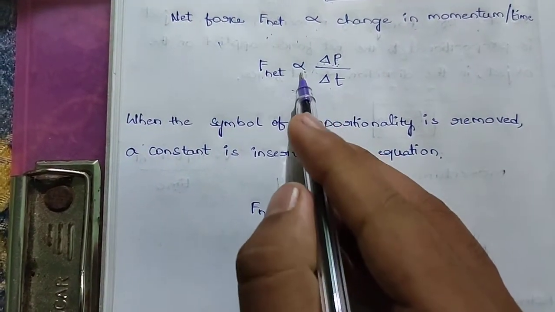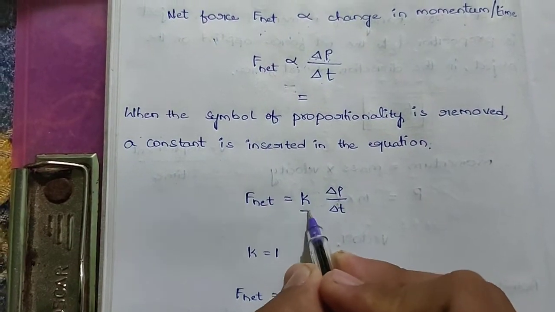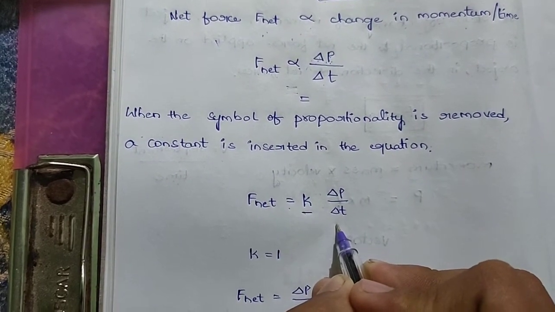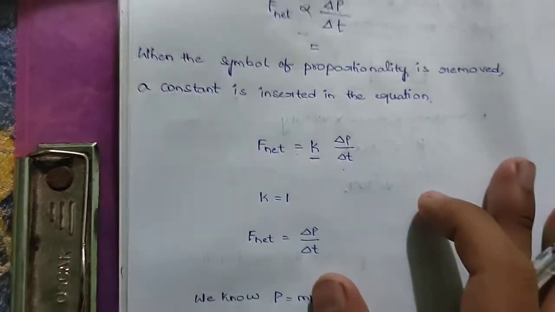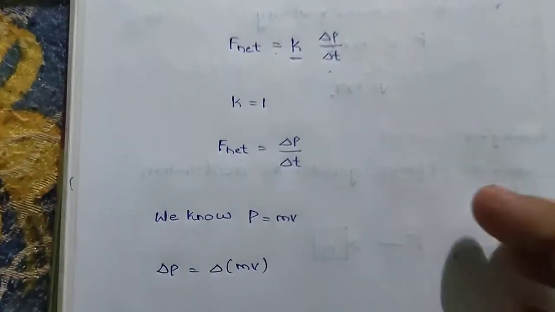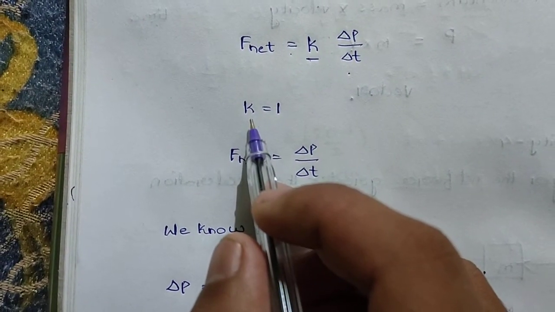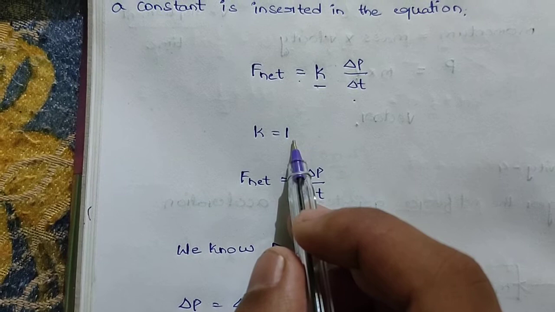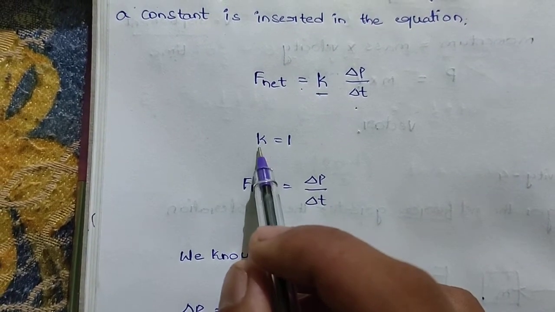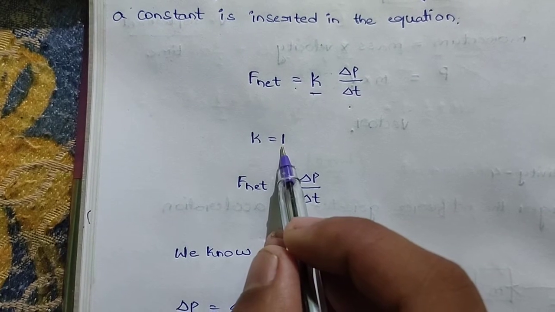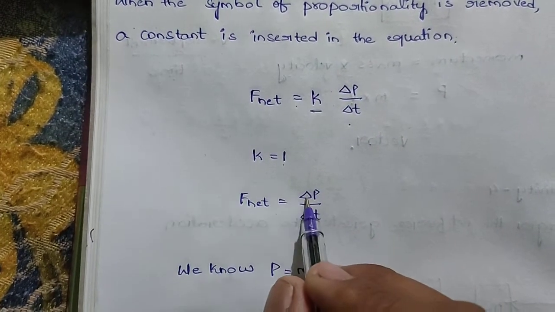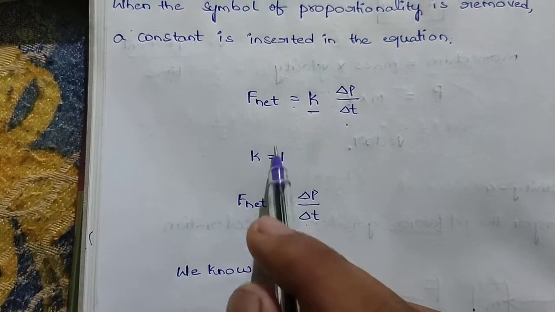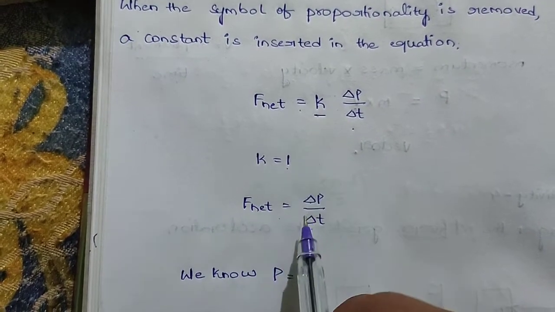So I am removing this symbol and instead I am writing F equals k delta p by delta t. Now in this condition, I choose the value where k is equal to 1. I have chosen the values so that the value of k will become 1. So net force is equal to delta p by delta t, because I am writing the k value as 1 here.